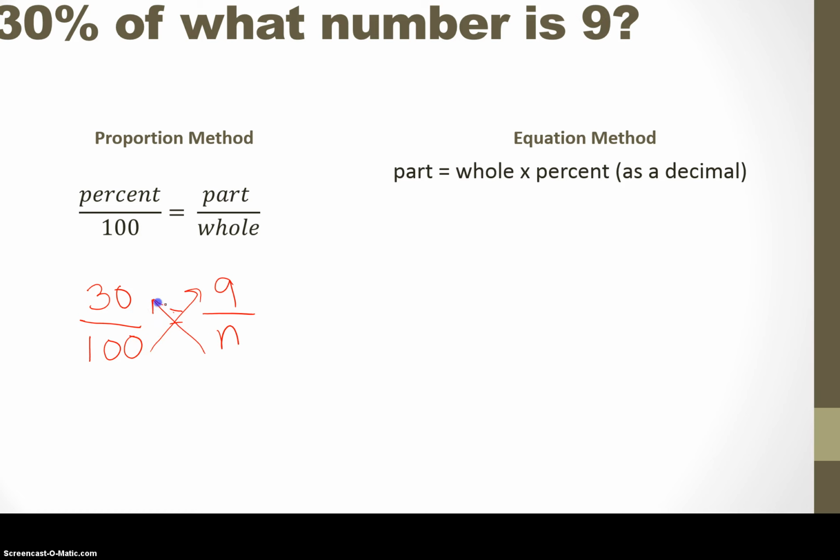To solve from here, I just do cross products. 30n equals 900. Divide both sides by whatever's next to your variable, and you get your variable, in this case, is equal to 30.